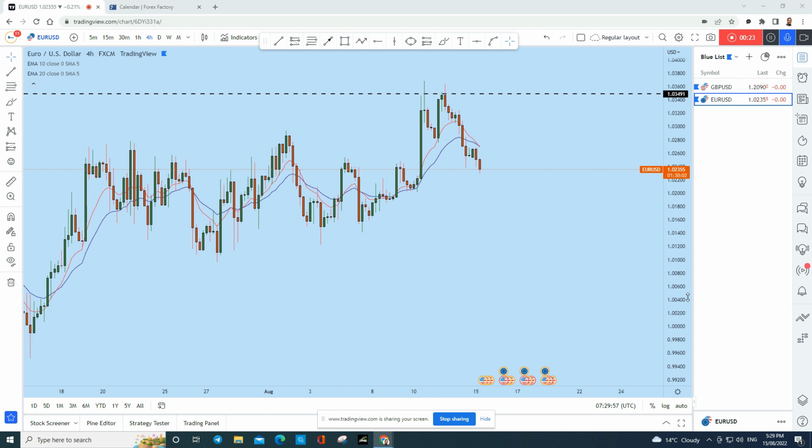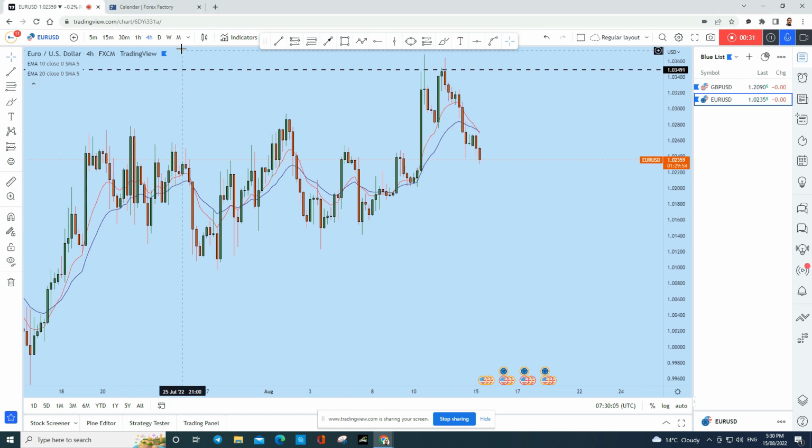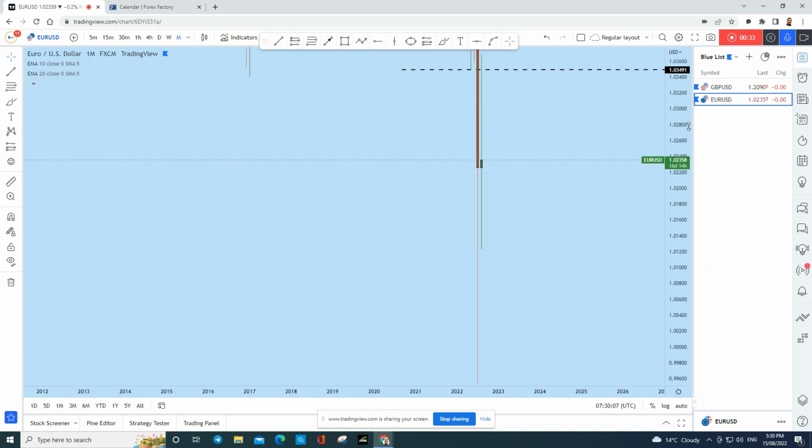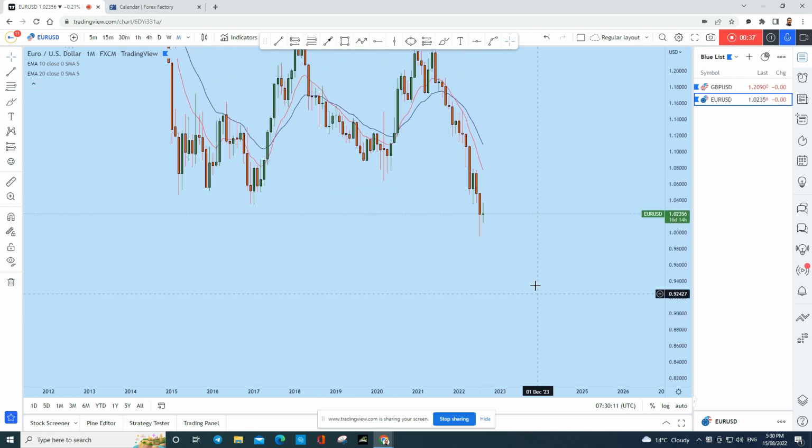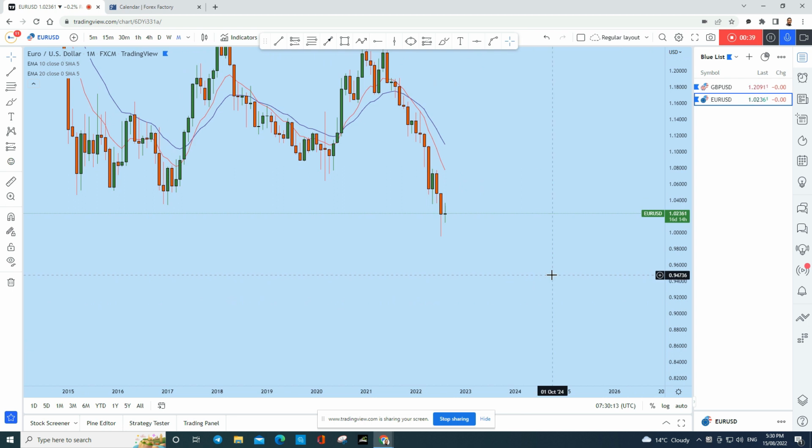Then we'll come back to this time frame to see how we can trade Euro Dollar and British Pound US Dollar. Starting with Euro Dollar, first of all, let's look at the bigger picture, the monthly time frame, to see what's happening with this instrument. On the monthly perspective, Euro Dollar is without any question in a strong downtrend.